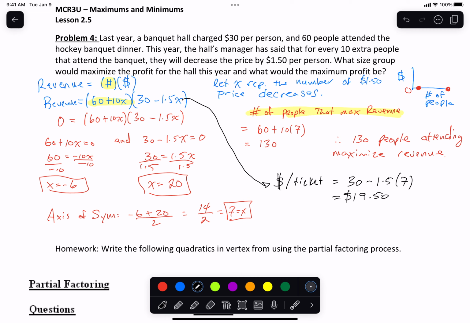So what's the maximum revenue? It's the number of tickets times how much we're charging. So the 130 tickets multiplied by the $19.50, which is equal to $2,535.